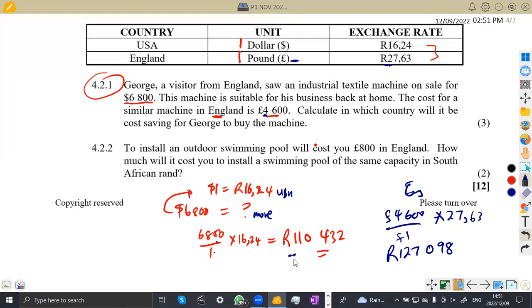So as you can see, it's cheaper in the USA. Comparing the rands now, we can see 110 is less than 127. So it's cheaper in the USA.